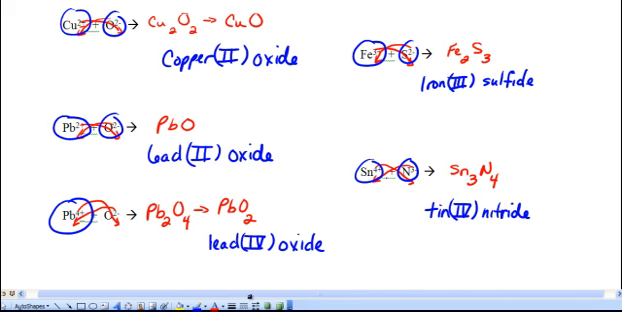So when you're dealing with an ionic compound, which is always a metal and a nonmetal combined together, all you need to do is write out the cation name and the anion name. In the next podcast, we're going to show you how this works with polyatomic ions.